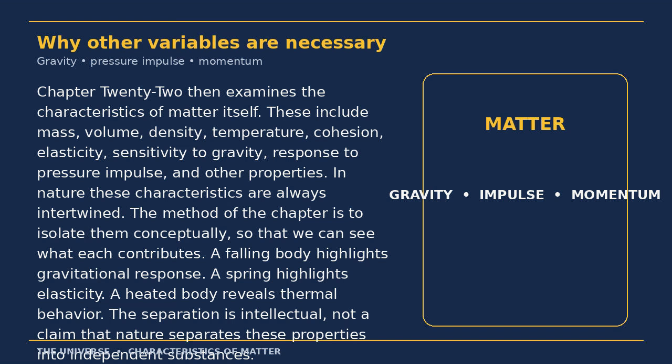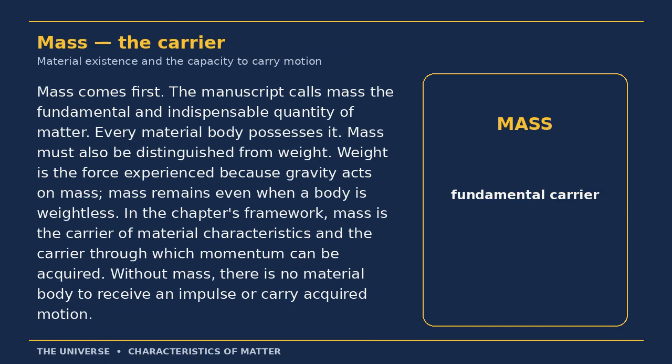Mass comes first. The manuscript calls mass the fundamental and indispensable quantity of matter. Every material body possesses it. Mass must also be distinguished from weight. Weight is the force experienced because gravity acts on mass. Mass remains even when a body is weightless. In the chapter's framework, mass is the carrier of material characteristics, and the carrier through which momentum can be acquired. Without mass, there is no material body to receive an impulse, or carry acquired motion.